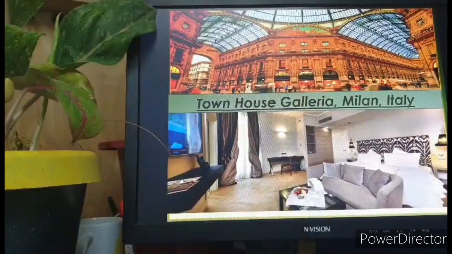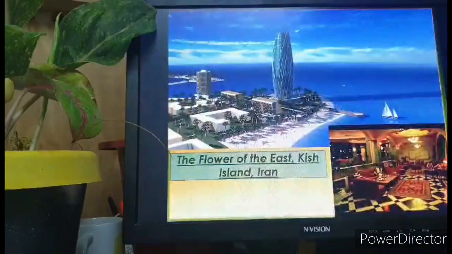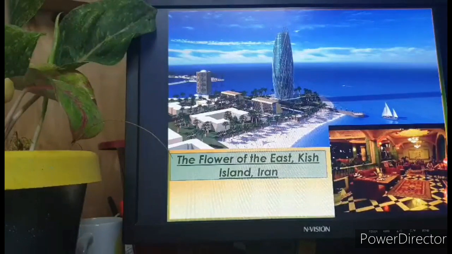Of course, we have the Townhouse Galleria. The Galleria is in Italy. It's one of the seven-star hotels in the world. The Pango, the Pango 7-star hotel in China, is in Morgan Plaza, connected with one of the biggest malls in China. Next in line, the Flower of the East, Kish Island. It's in Iran.